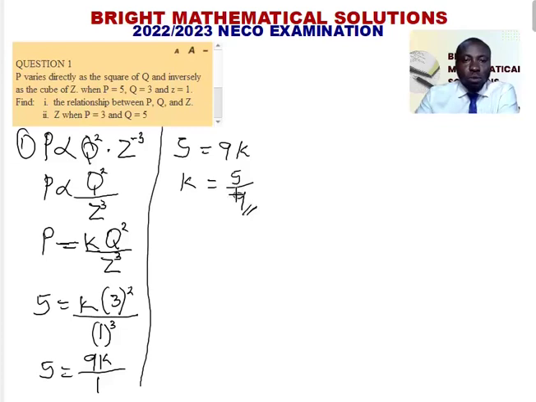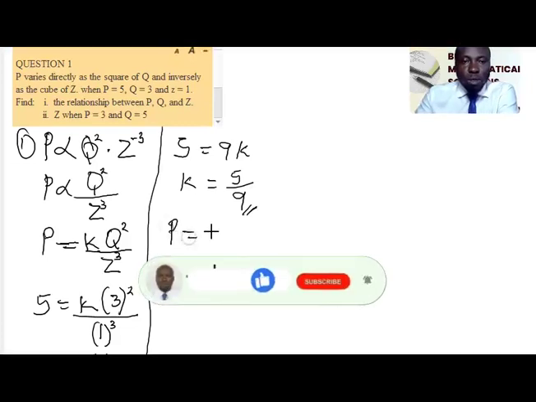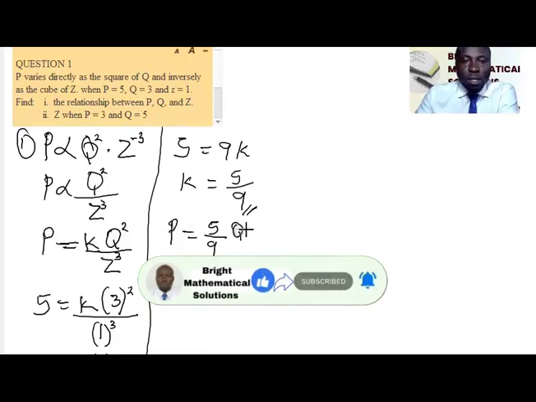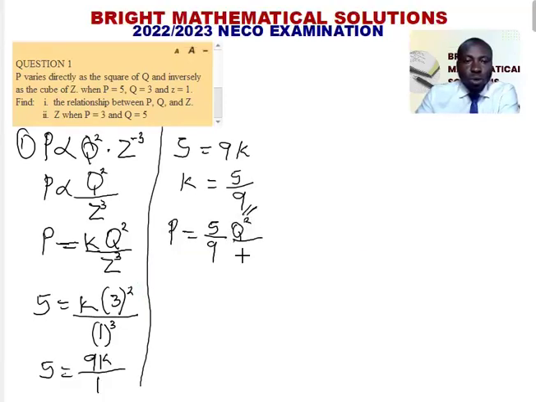So we have been able to get the value of K. It is now left for us to introduce it back into the expression so that we can get a relationship between P, Q, and Z. So the relationship between P, Q, and Z is now P equals 5 over 9 Q raised to power 2, all over Z raised to the power 3. So this is the relationship that exists between P, Q, and Z.